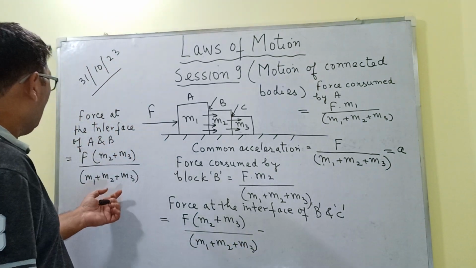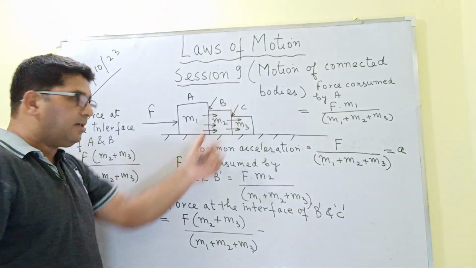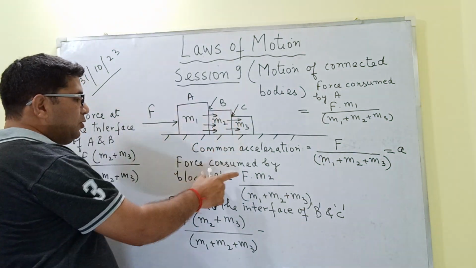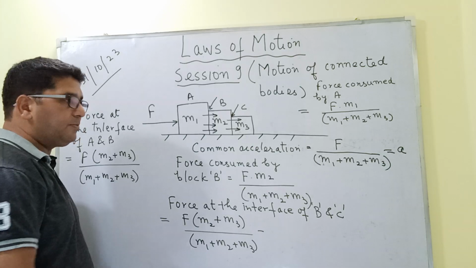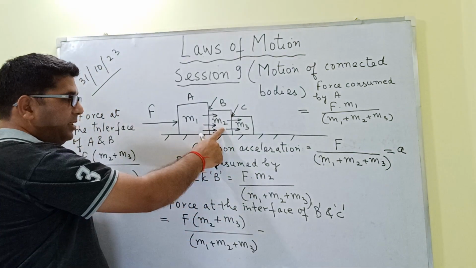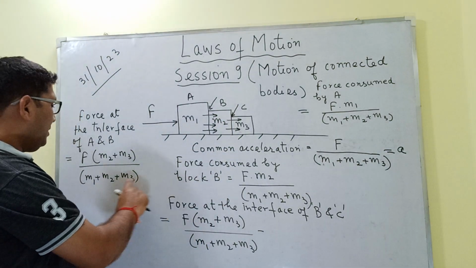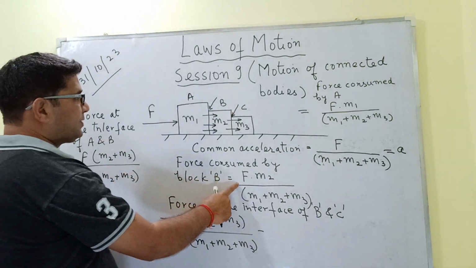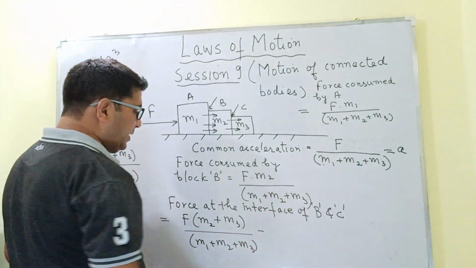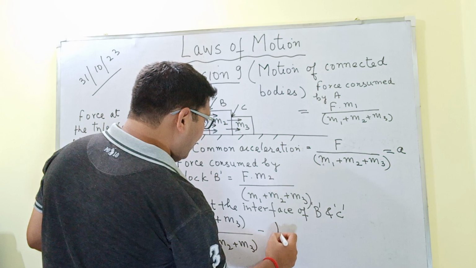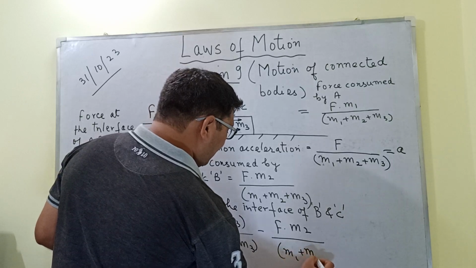ठीक है। This was the force at the interface of A and B. So this force is getting transferred to this block B. Now the block B will consume a force which will be given by this value, that is F divided by m1 plus m2 plus m3, the common acceleration, into its mass। ठीक है, ये वैल्यू आ जाती है। नाउ ये कंज्यूम हो गया, so the remaining force is this minus this, which will be transferred through the interface of B and C to the block C. So the force at the interface of B and C will be equal to this minus this. ये हो जाएगा आपका F dot m2 divided by m1 plus m2 plus m3.